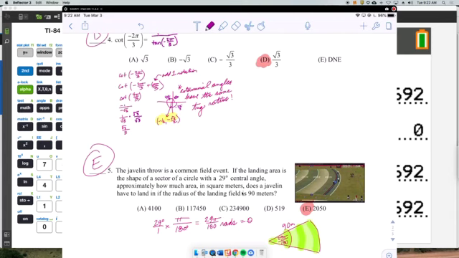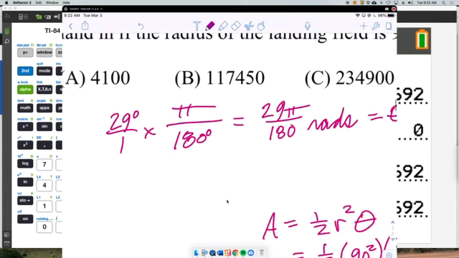So anyway, true story. So here's what I did. I know that I need to convert the angle to radians. And you can do it in the problem or you can do it off to the side. So 29 over 1, that's degrees, multiplied by pi over 180. That way your degrees divide out, right?